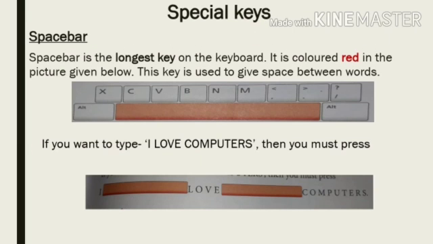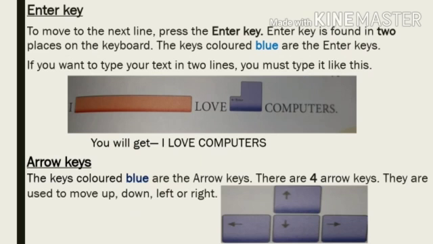Next are special keys. So the first special key is spacebar. Spacebar key is the longest key on the keyboard. It is colored red in the picture given below. This key is used to give space between words. Like if you want to type I love computers, then you must press as given below in the picture.